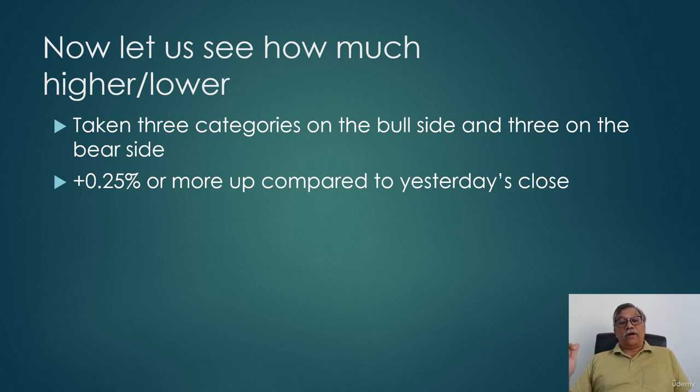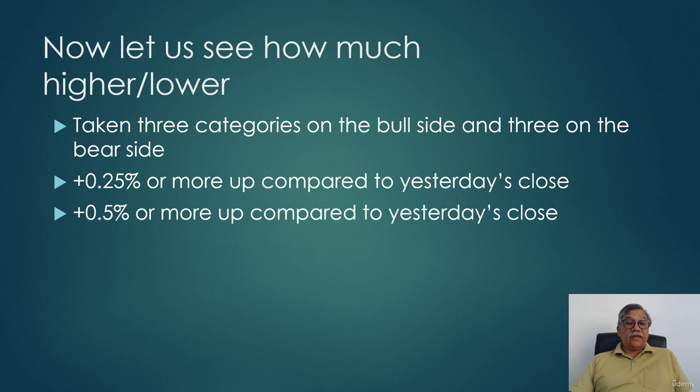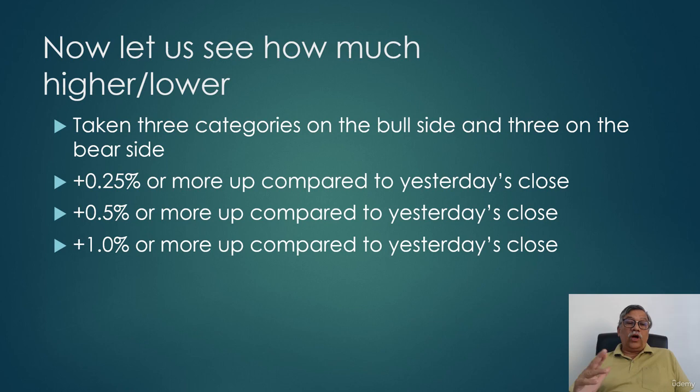0.25% or more up compared to yesterday's close. 0.25% of Nifty level. Which means if Nifty is at, let us say, 10,000 for ease of understanding, 1% becomes 100. Quarter percent is 25 points. So if it is 25 points higher than yesterday's close, that falls under this category. Second category, 0.5% more compared to yesterday's close. With Nifty at 10,000, this level is 50 points. And 1% more compared to yesterday's close, that is 100 points.